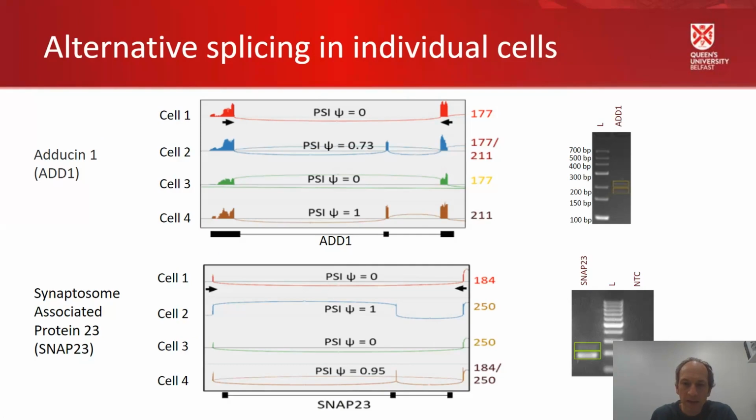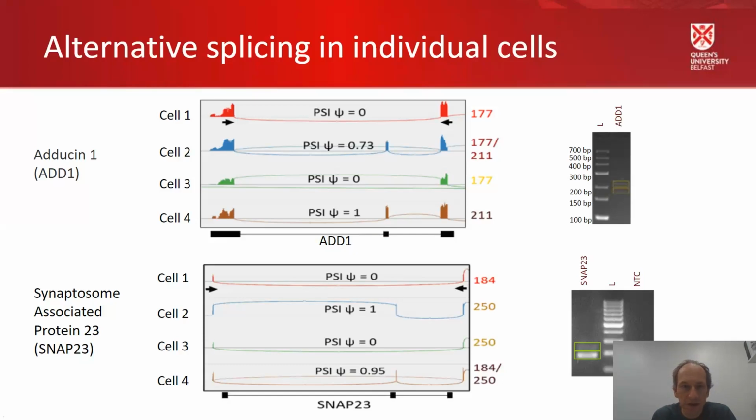So the final bit of data to show you from these experiments is about alternative splicing, because as I mentioned, for this work we have full-length transcripts. So we can then look at splicing right along the length of the transcript. So I've got examples from 2 genes here, AD1 and SNAP23.